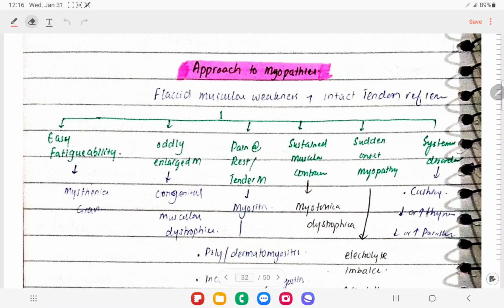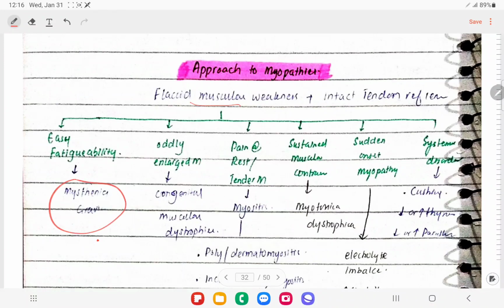Bismillahirrahmanirrahim. So I have talked about the approach to myopathies, in which there is less muscular weakness, and if we check the tendon reflexes, those are intact. So I have talked about this.